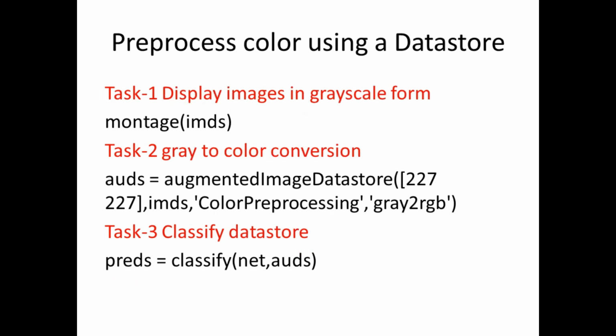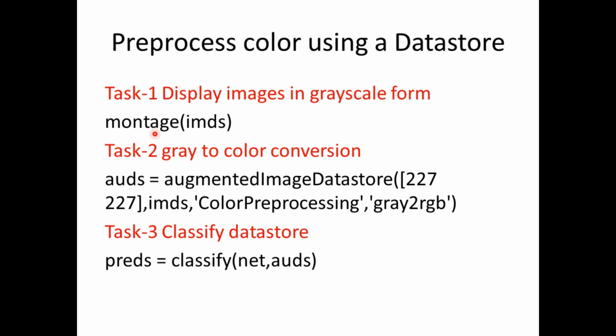Once we do this, we go with another variation of this pre-processing task. So the next pre-processing we handle with respect to coloring. So display the images in grayscale formats. We can easily use the command montage, which gives grayscale or black and white, as we generally say. So all the images in the data store can be displayed in the form of a montage, that is grayscale.